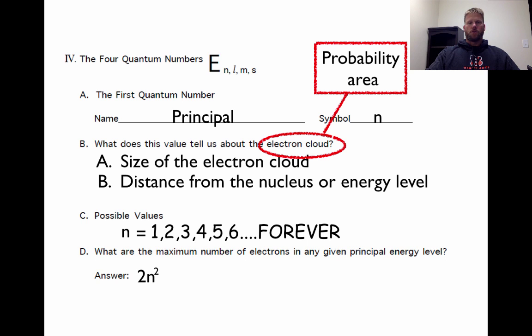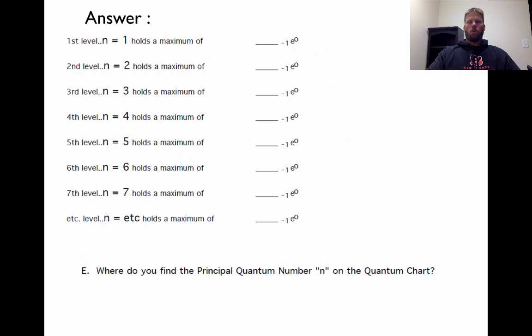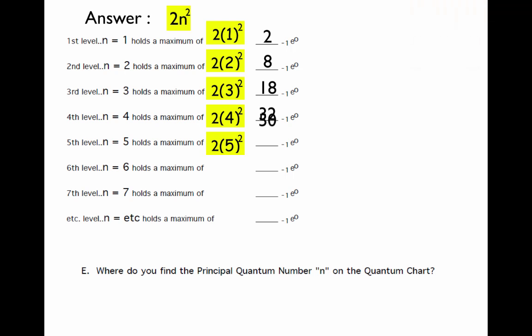So if we do this real quick, the first level would be 1 squared times 2, which is 2. And then just follow that pattern as you go. So the next one could hold 8. The third energy level could hold 18. The fourth energy level, 32. And so on and so forth.